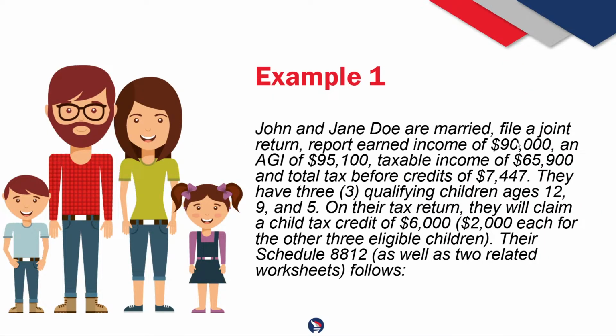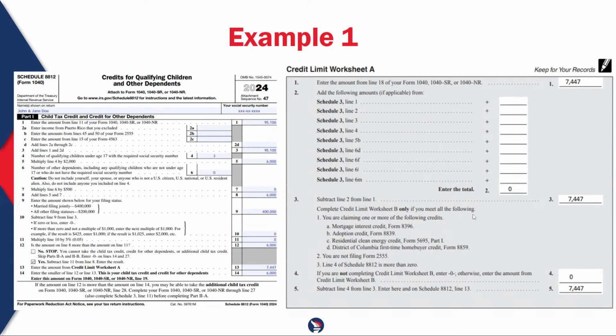John and Jane, married, filed a joint return, $90,000, AGI 95.1. Taxable income after taking the standard deduction or itemized deductions, I'm not going to run the math here, is 65.9. They owe $7,447 in tax. They have 3 qualifying children, ages 12, 9, and 5. They claim $6,000 for child tax credit, $2,000 for each of the 3 children. And so we're going to look at their worksheet for the child tax credit and the additional child tax credit.